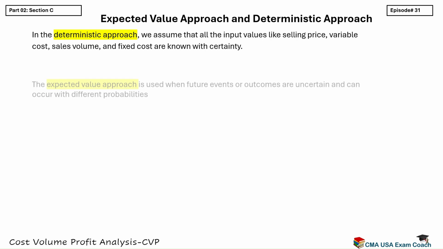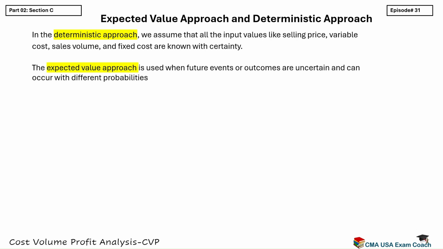The expected value approach is used when future events or outcomes are uncertain and can occur with different probabilities. In this method, we assign probabilities to each possible scenario, such as different sales levels, costs, or contribution margins, and calculate the expected value, which is a weighted average. This method is more realistic and helps in risk-based decision-making. It answers the question, on average, what result should we expect over the long run, given the range of possible outcomes and their probabilities? We calculate expected value equals the sum of all possible outcomes multiplied by their respective probabilities.